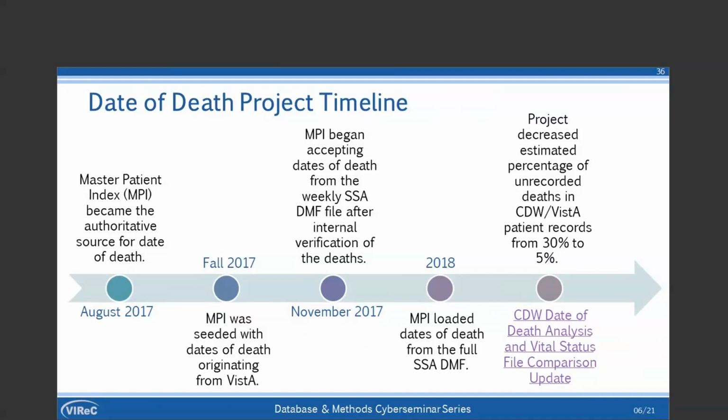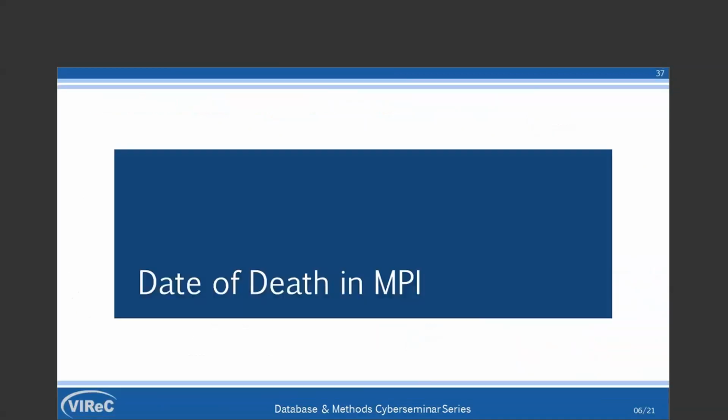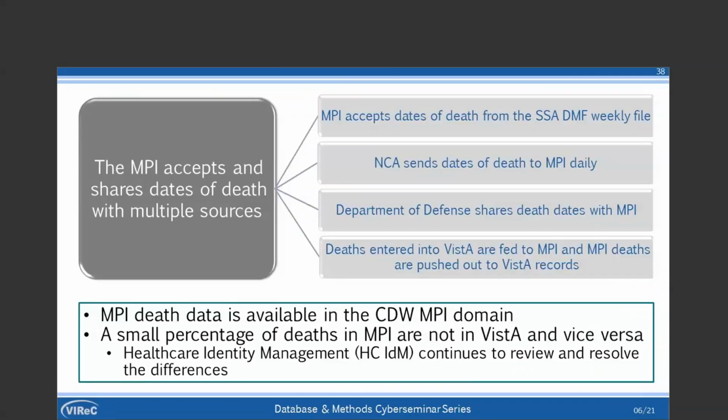So it is, as I said, now considered to be the go-to source for death information, not just for research purposes, but for the purposes of determining whether a beneficiary is alive or not. So here's a graphic as to how this works. The MPI, the Master Person Index, accepts dates of death from the SSA DMF weekly file.